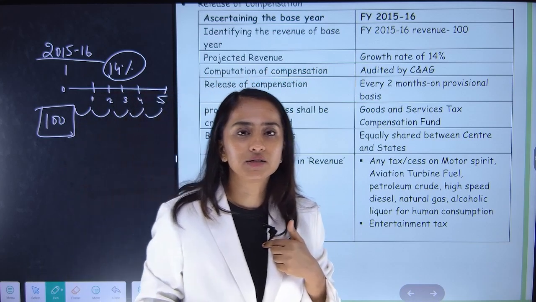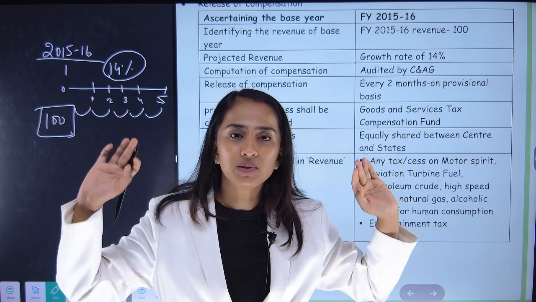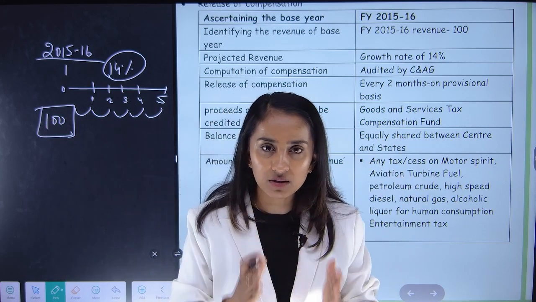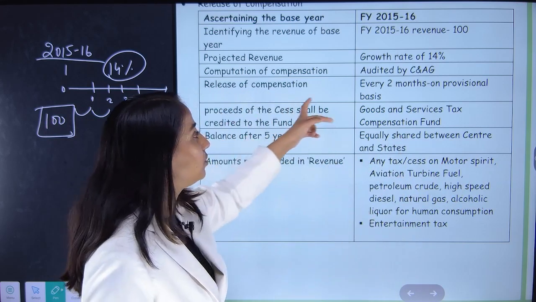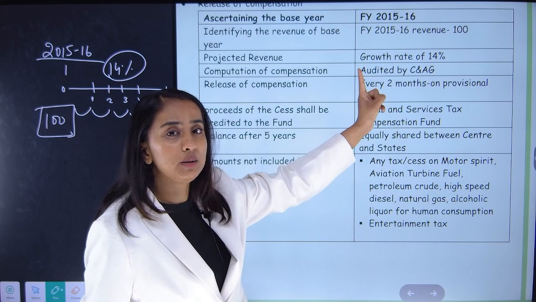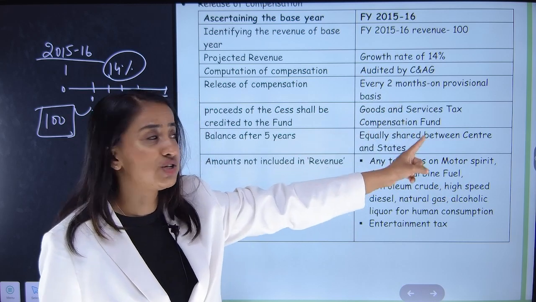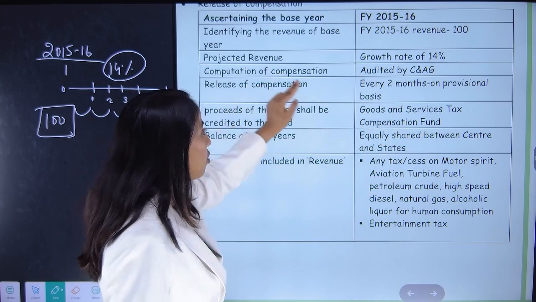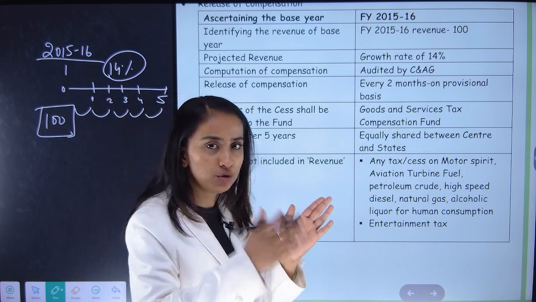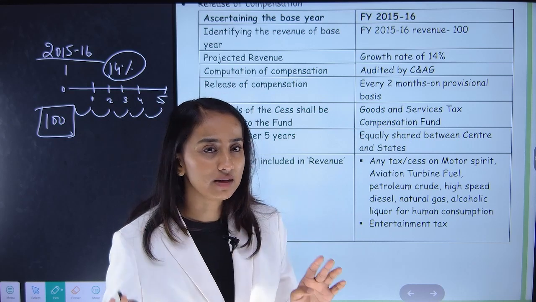Now the Karnataka state will say, see, I lost so much, so please compute and give me the compensation computation. Who will do that and who will audit it? It will be audited by the Comptroller and Auditor General of India. And the release of compensation is every 2 months, on a provisional basis but not on a final basis.